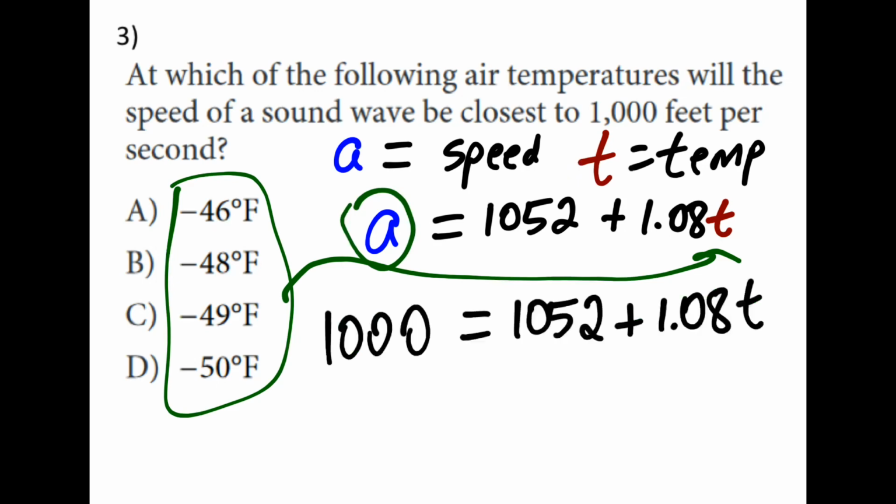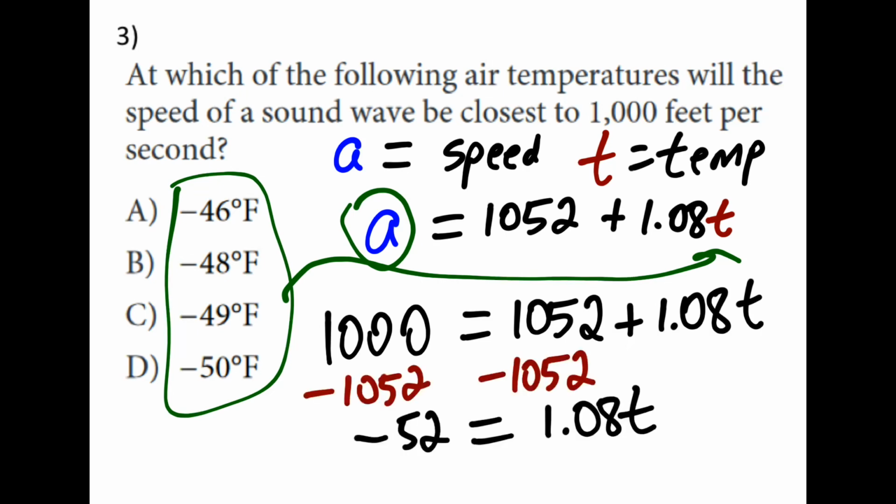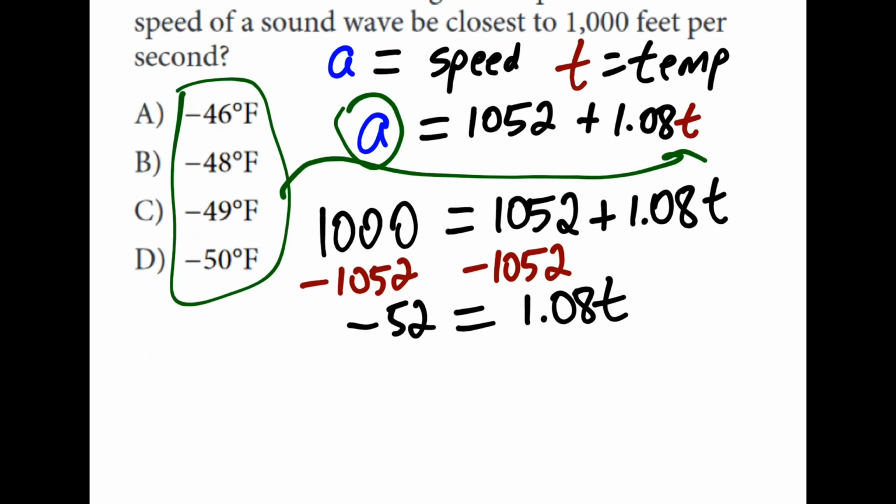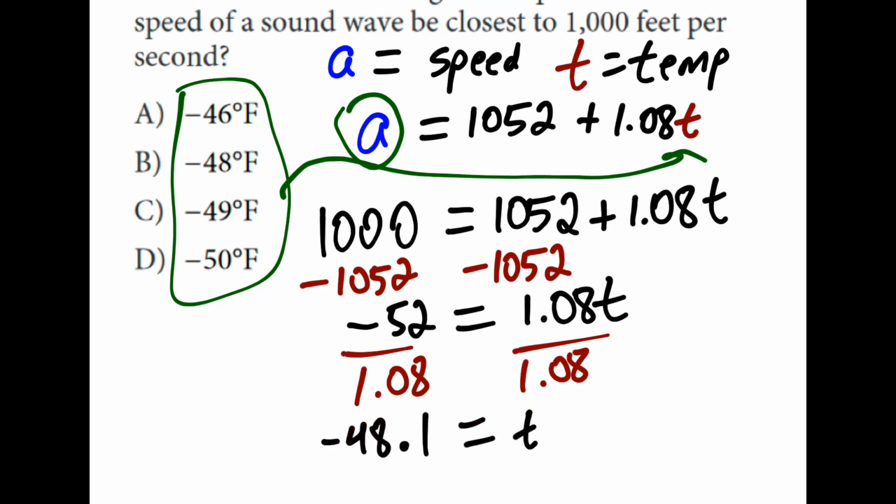So why not actually plug in 1,000. That's one strategy, other than guess and check. And we could solve this and figure out what t should be. Of course, if that seems complicated with the 2 steps, you could just plug all these into this equation and see which one is closer to 1,000. Otherwise, if you subtract 1052 from both sides, you're left with this, and then we divide by 1.08 on both sides. And our actual answer is negative 48.1. Which one of these is closest to that value?